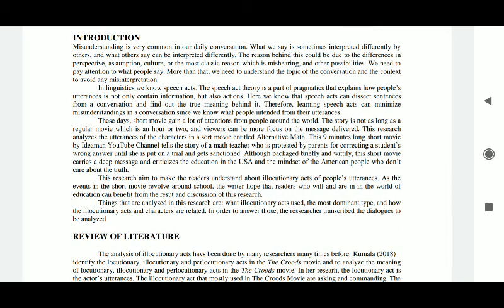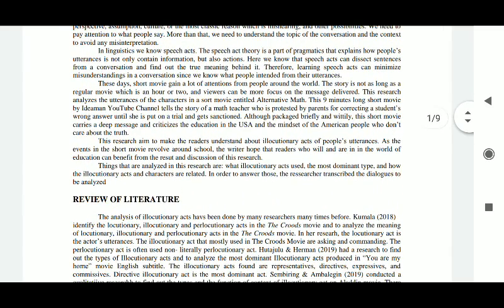So misunderstanding is very common in our daily conversation. What we say is sometimes interpreted differently by others, and what others say can be interpreted differently by us. The reason behind this could be due to differences in perspective, assumption, culture, or the most classic reason, which is mishearing, and other possibilities. More than that, we need to understand the topic of the conversation and the context to avoid any misinterpretation. In linguistics, we know speech act.